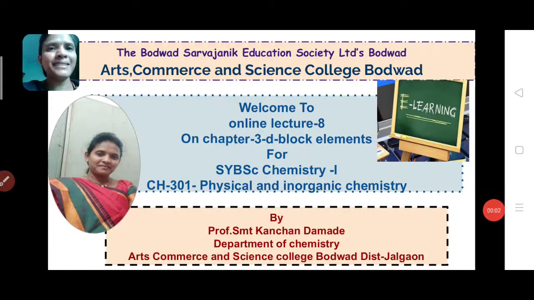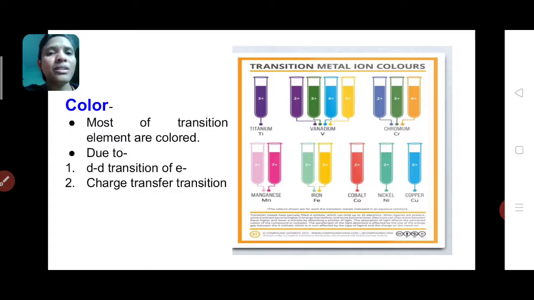Hello, dear friends. I welcome all of you again in our next online lecture, that is lecture number 8 of our chapter 3, d block element, for our chemistry paper first. We have seen so many properties of d block elements in the last 7 lectures. Now there are some more properties we have to learn according to our syllabus in this chapter of d block element. The next property which we have to discuss about d block elements is their colors.